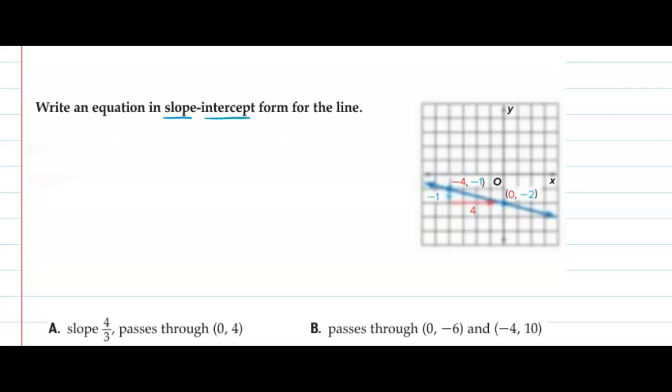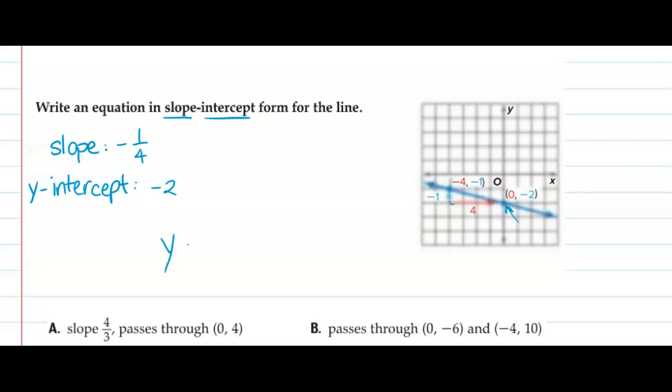It says slope-intercept form, so those are my ingredients that I need to use. I need the slope, I need the intercept, and to be even more specific, I need the y-intercept. When I look at this line, think back to step 5. We go down 1, right 4. So my slope is -1/4. My y-intercept is where this blue line crosses the y-axis, which is right here at -2. Or more specifically, the point (0, -2).